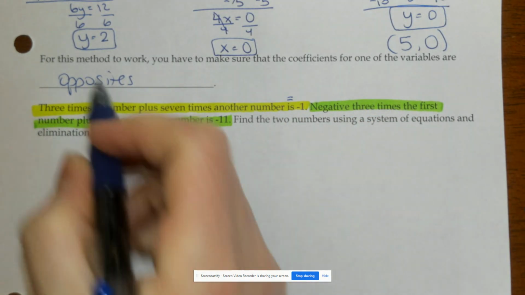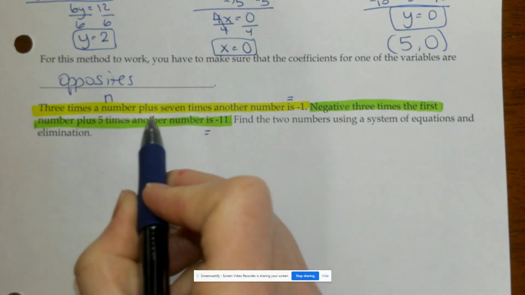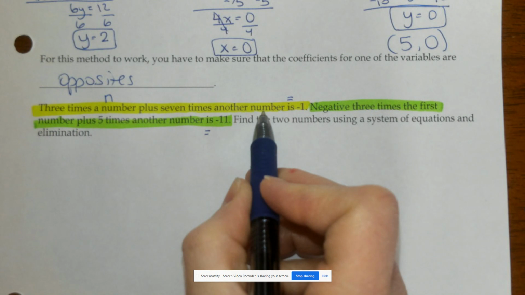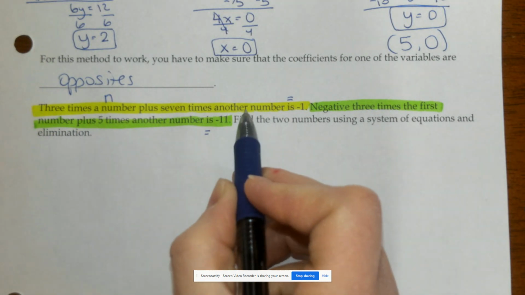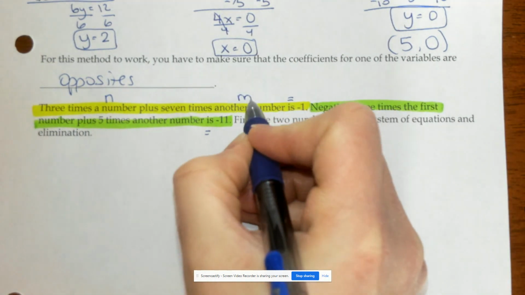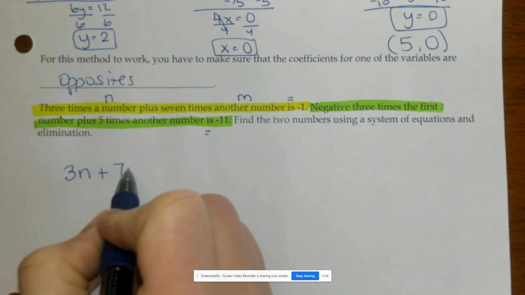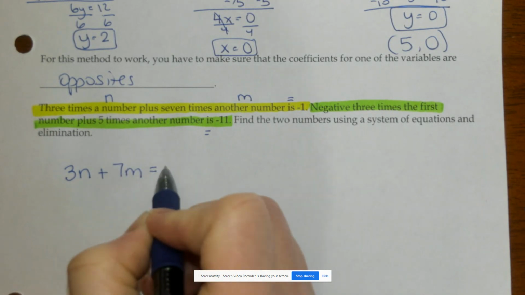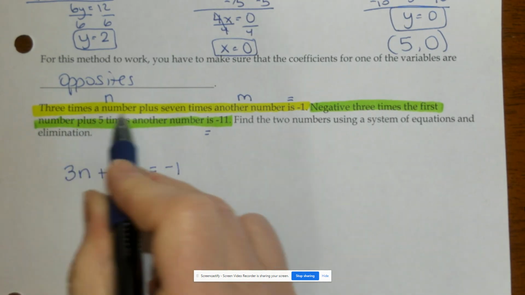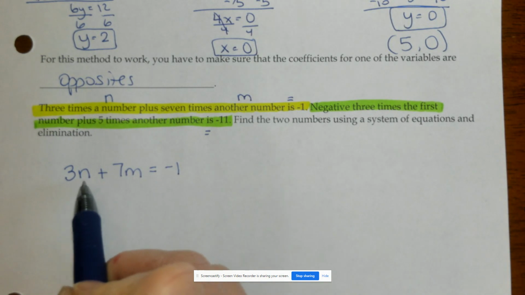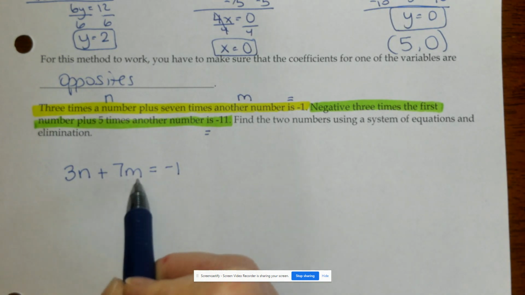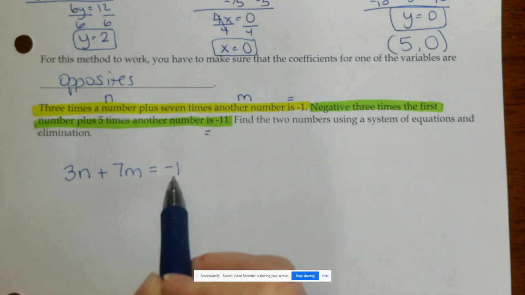3 times a number, so I'll just use n, plus 7 times another number. Well, I just know it's a different number, so I can't use the same letter, so maybe I'll use m. 3 times a number plus 7 times another number is, or equals, -1. So that's my yellow sentence: 3n plus 7m equals -1.